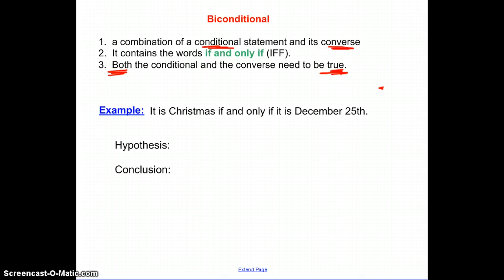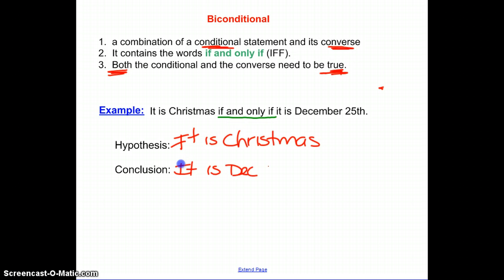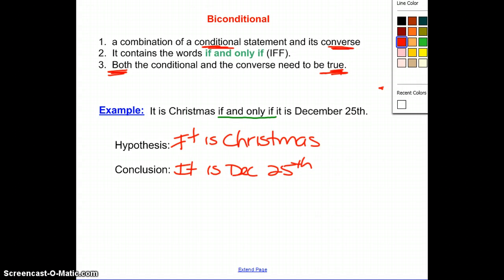So if we look at this example, it says, it is Christmas if and only if it is December 25th. So we recognize our if and only if, that's our connector, which means our hypothesis becomes it is Christmas, and the conclusion is that it is December 25th. Okay, so again, recognize your converse and your conditional both need to be true.